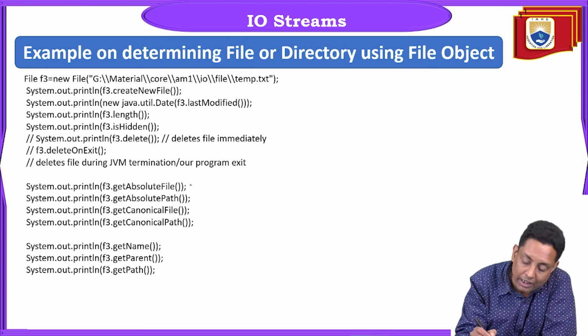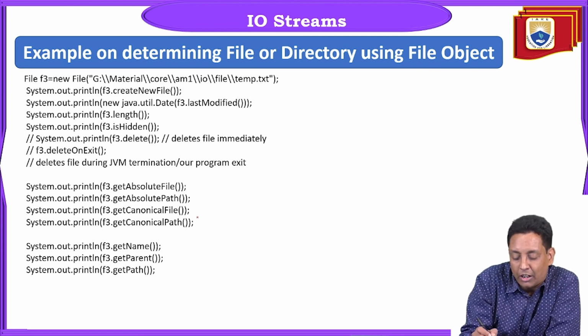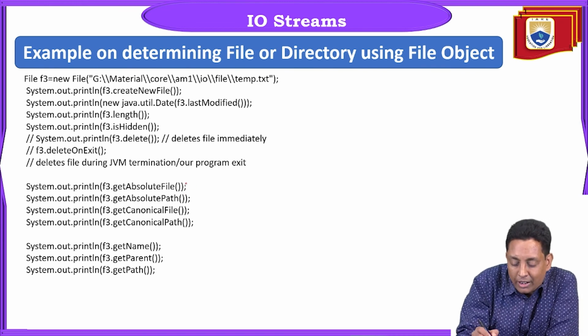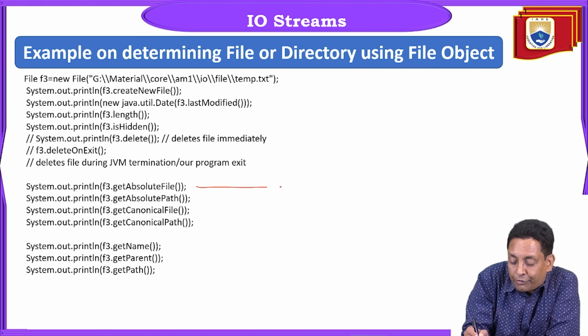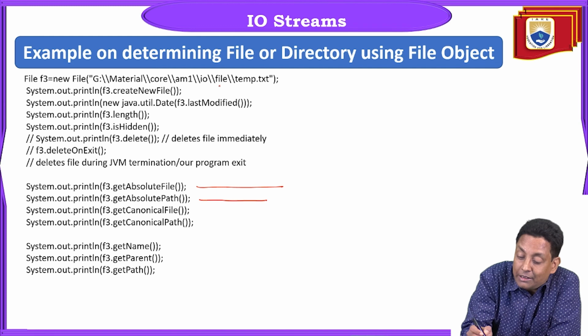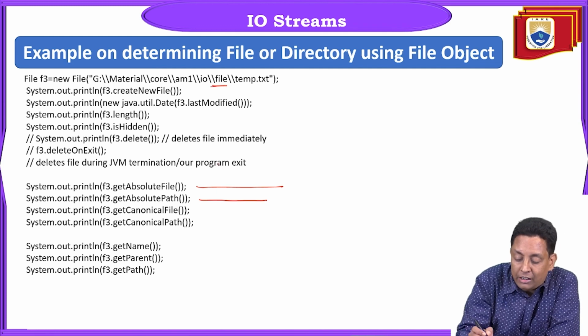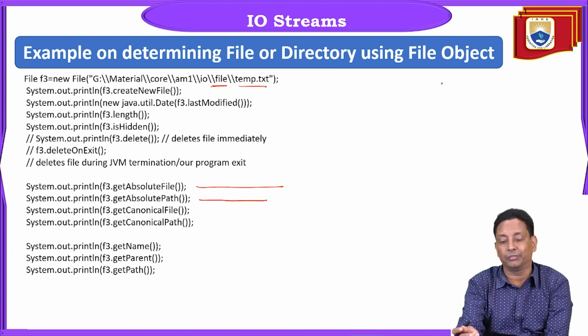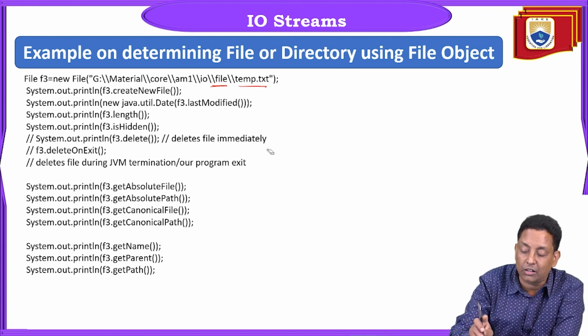The next: f3.getAbsoluteFile, getAbsolutePath, getCanonicalFile, getCanonicalPath. All of these will return the same thing. getAbsoluteFile will return the path up to the file, getAbsolutePath will return the path up to the file's directory and then up to the file. getAbsoluteFile will return up to the file name. Same with getCanonicalPath and getCanonicalFile.